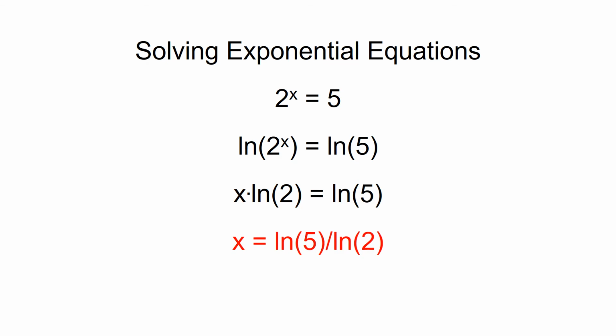The next thing that we can do is to divide both sides of the equation by the natural log of 2, leaving x alone on the left side of the equation, which is what we want. If we want to get a numerical value, we can say that x is approximately equal to 2.322, which we can find using either tables or a calculator.